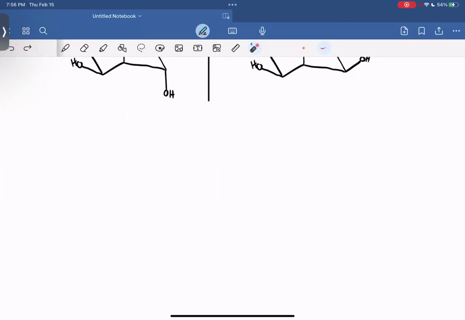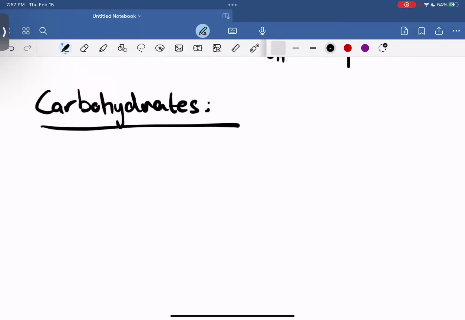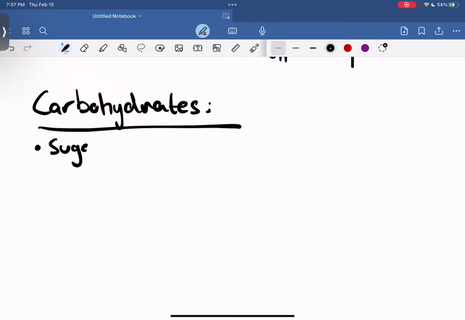And let's do a quick little conversation here about carbohydrates. Carbohydrates mean sugars. That's what you need to think. That's not what the name actually means, but this is what you should think about when we talk about carbohydrates. You should think that they're made of sugars.